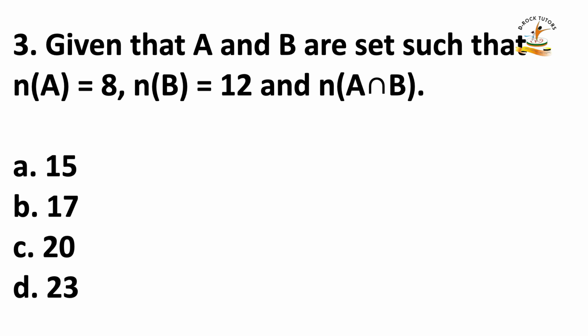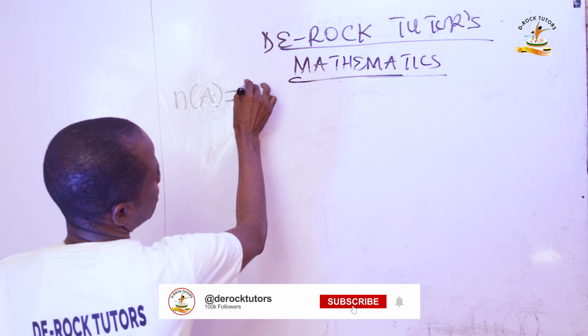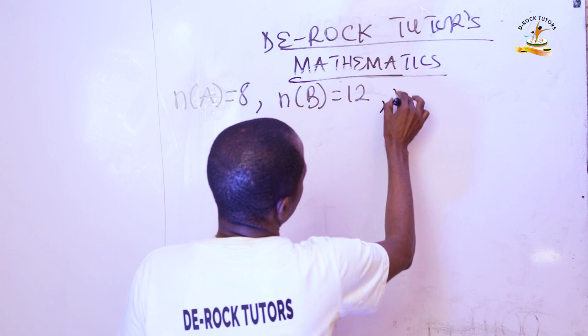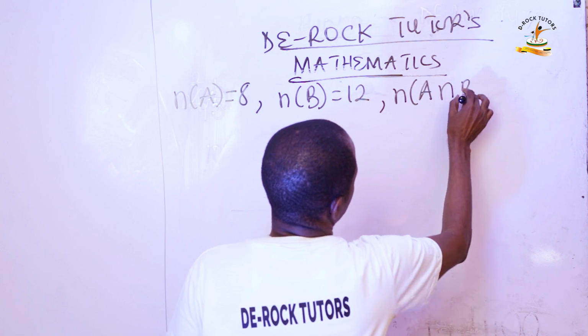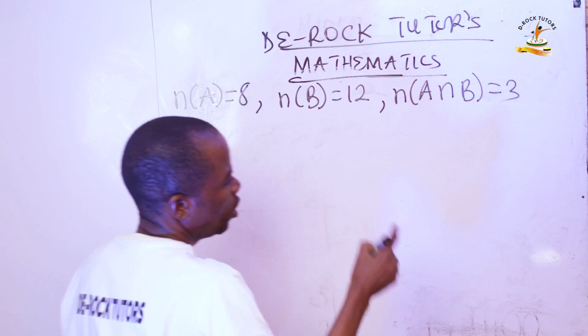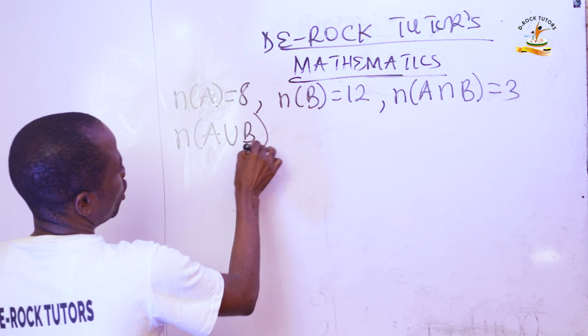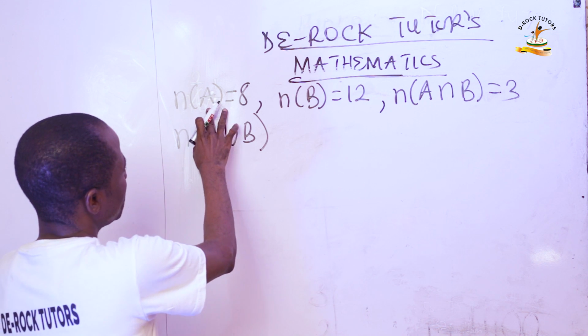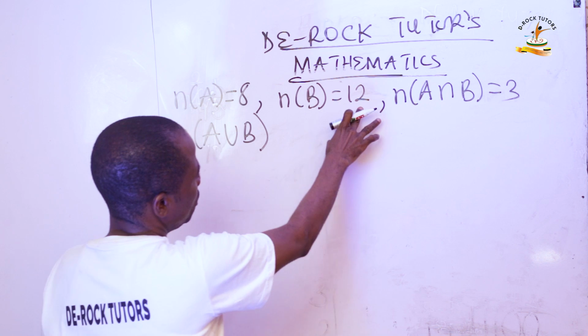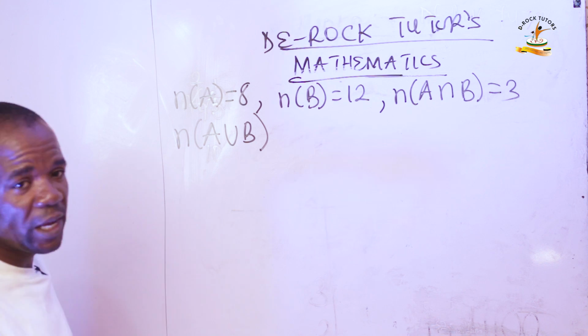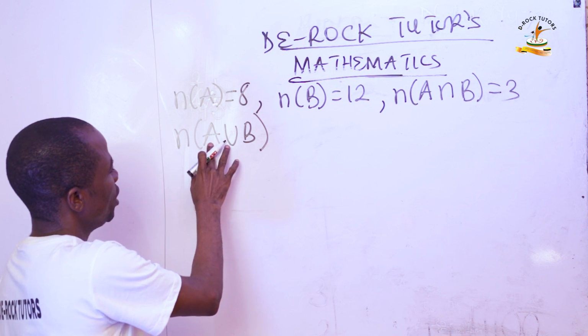Let's go to number 3, and the question goes thus: given that A and B are sets such that the number of elements in set A is 8, while the number of elements in set B is given as 12, and the number of elements in set A intersection B is given as 3, we are asked to find the number of elements in set A union B.